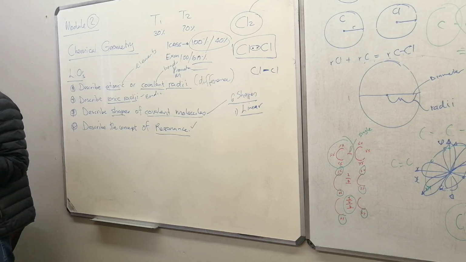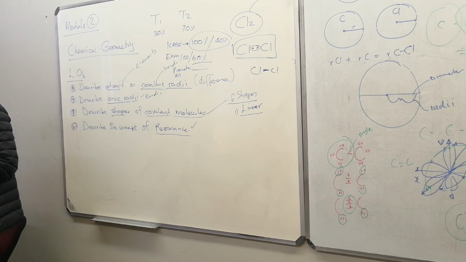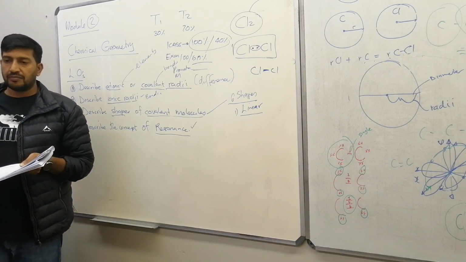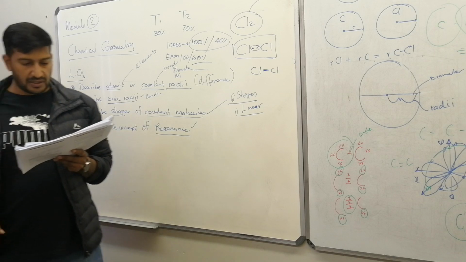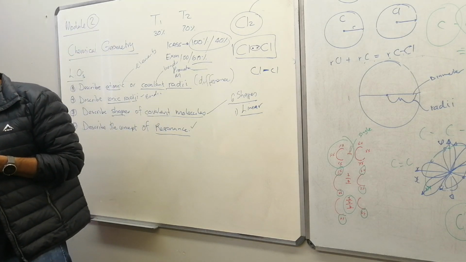The atomic radii are very much smaller than the anionic radii. What's the anionic radii? The ones that are negatively charged. Just write that down on top so you don't forget. Anionic means negatively charged. So we're comparing the atomic radii to that of the anionic radii.